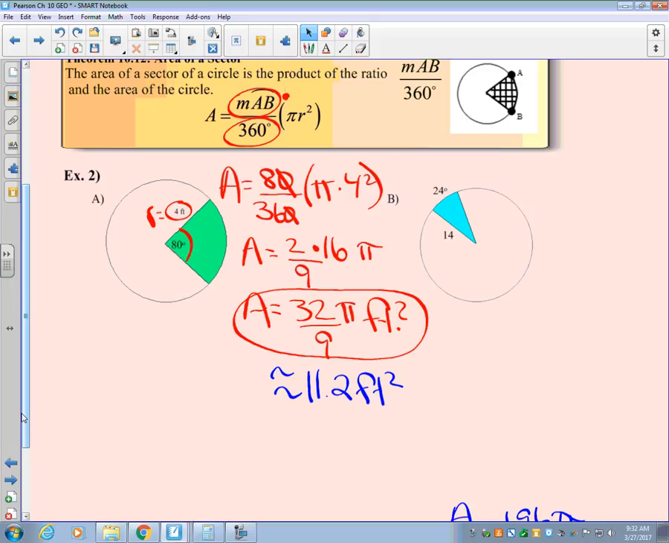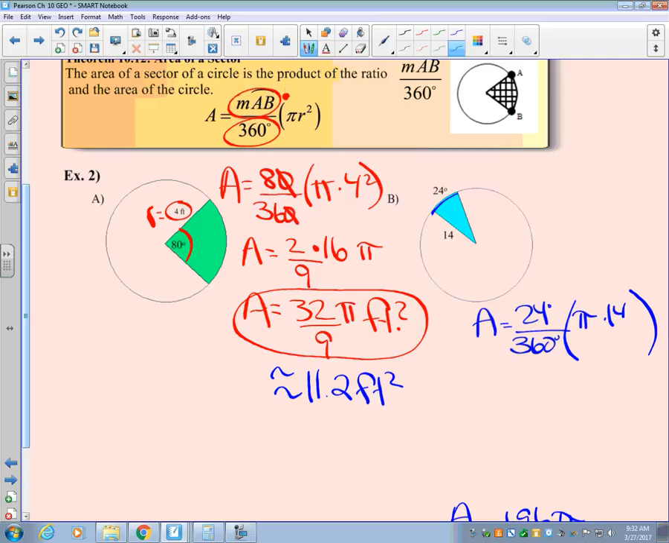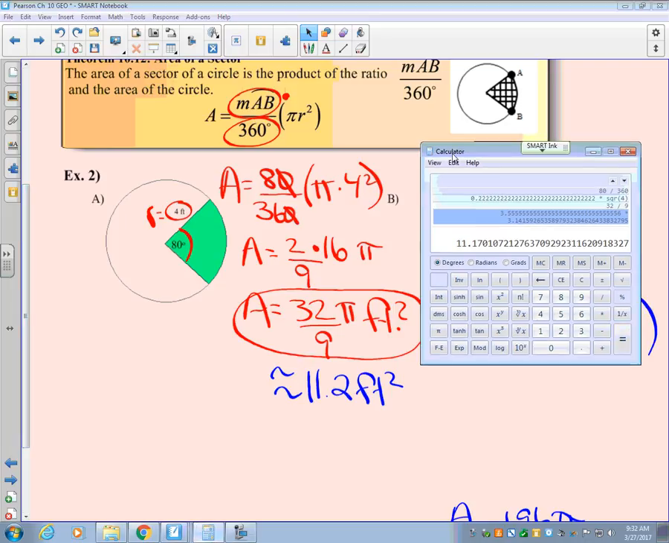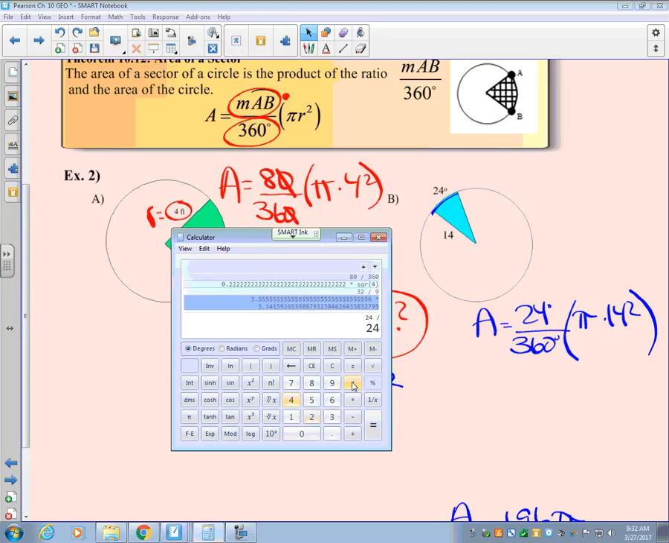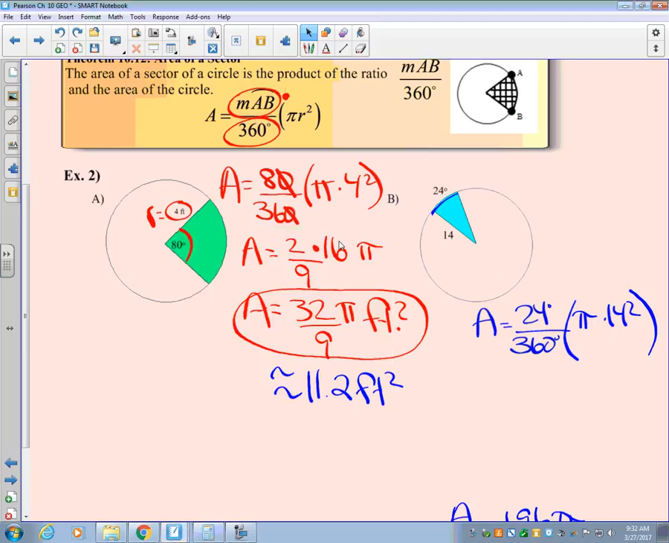All right. For B, they already give us the arc length, so we don't have to find it from the central angle. So the area is 24 degrees divided by 360 degrees times the area of the circle, which is pi times 14 squared. Sometimes you roll the dice and win. So let's go 24 divided by 360 times 14 squared. Oh, it's a decimal. Okay. So let's reduce it.